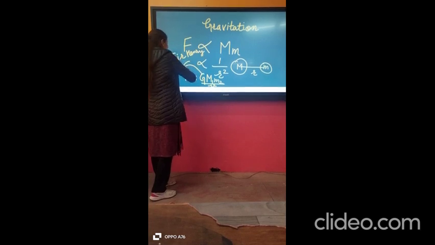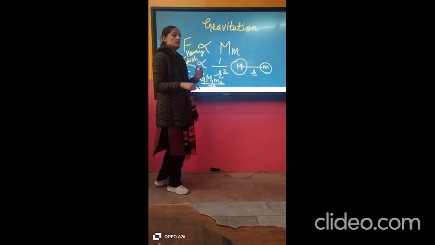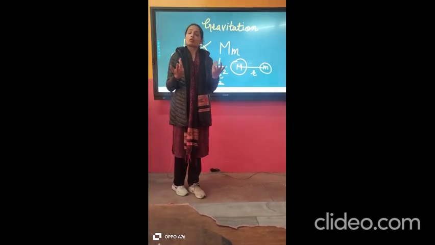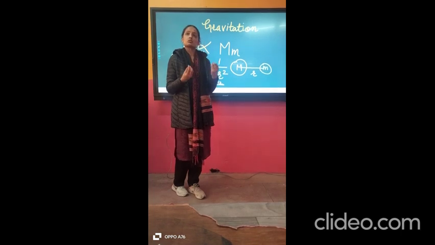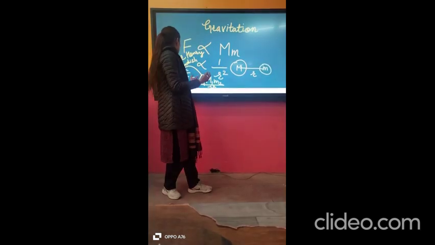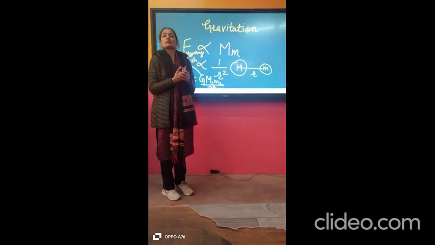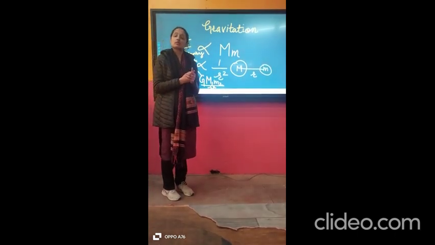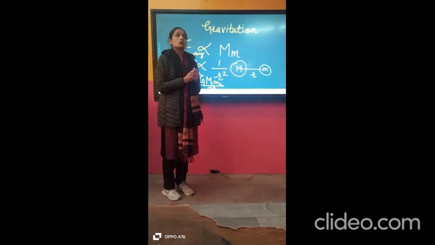Cavendish. This is a very, very important question. Children get confused because the law is given by Newton, so they say that the value of capital G is also given by Newton. But this is not given by Newton, it is given by Sir Henry Cavendish.